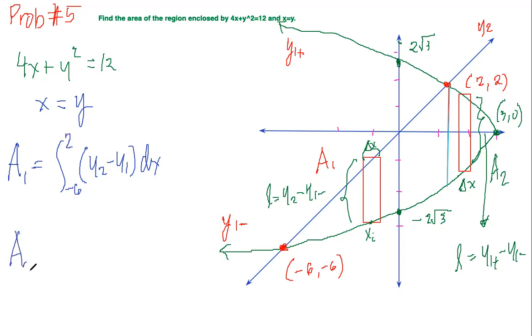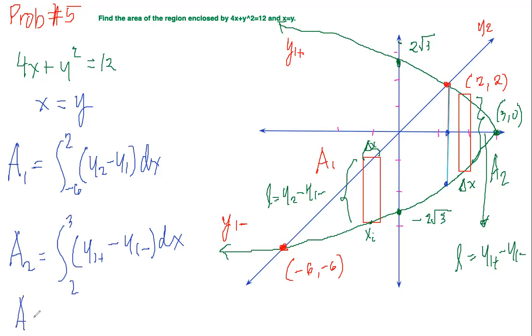And our A sub 2 is equal to the integral of the upper minus the lower, that's the length, y1 plus minus y1 minus dx. So we're going to start from what? From 2 to 3, because this is 2, right? This is 2 to 3. Okay, so from 2 to 3. Okay, so this is now our area 1 and area 2.